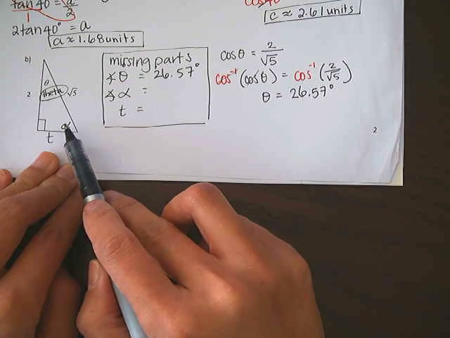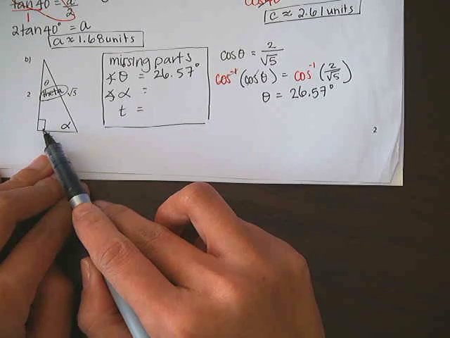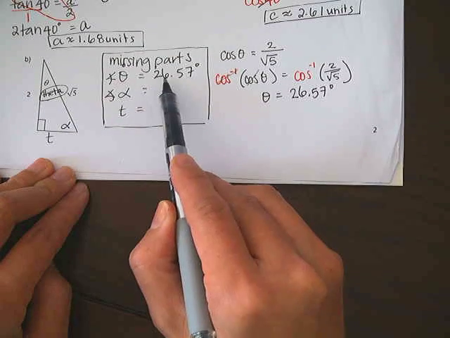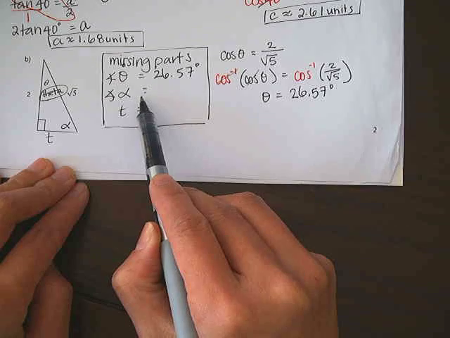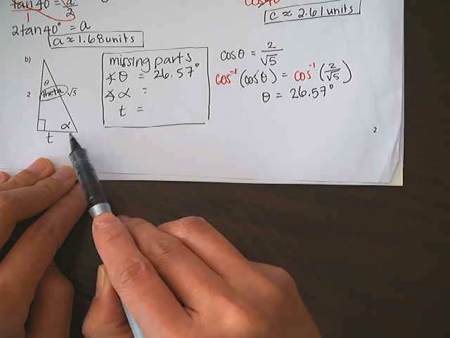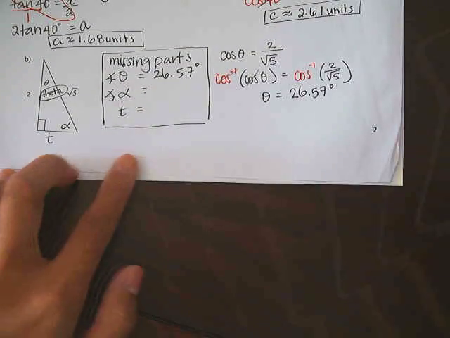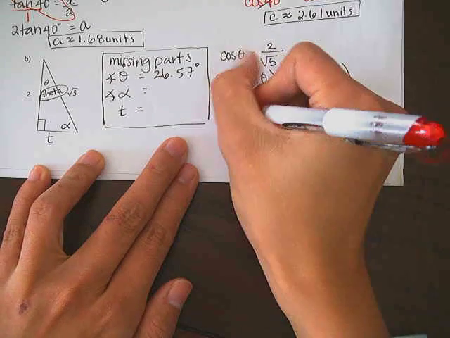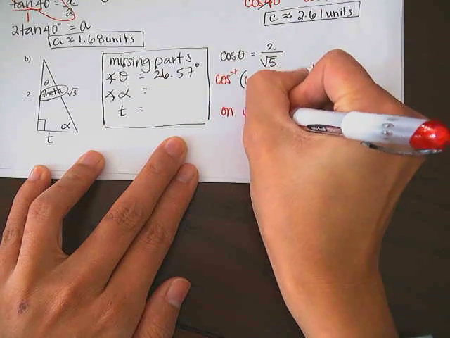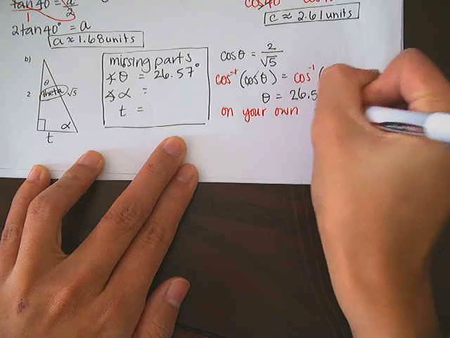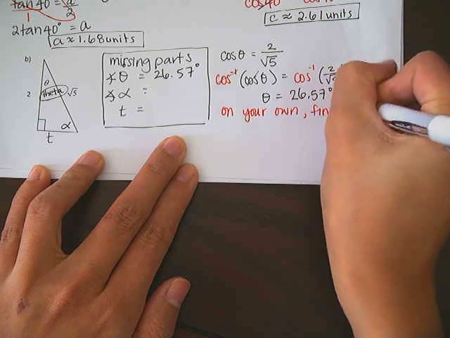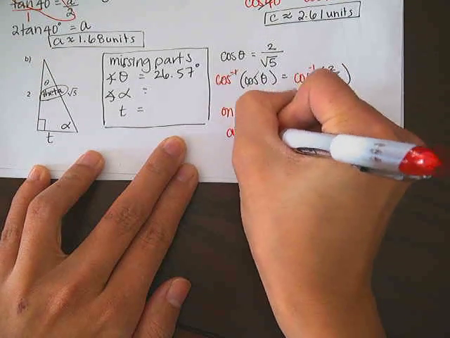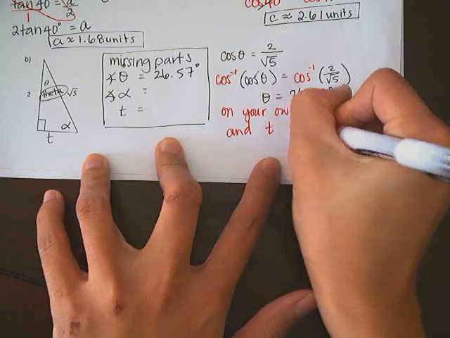180 minus 90 minus theta should give you alpha. Okay, then now that you have alpha, you can easily find t. Okay, so on your own, I'm going to spell this out. On your own, find alpha and leg t.